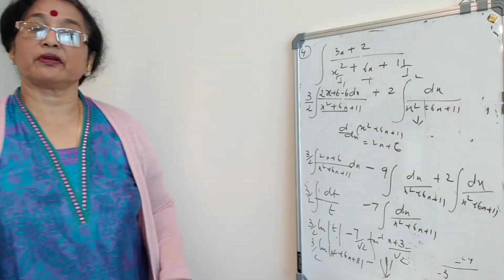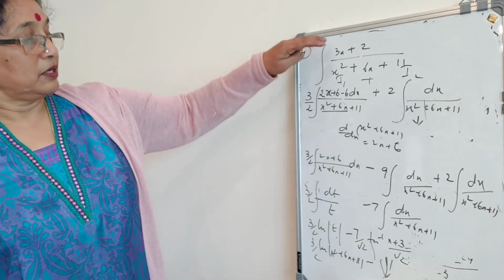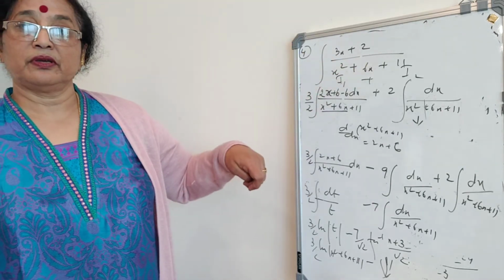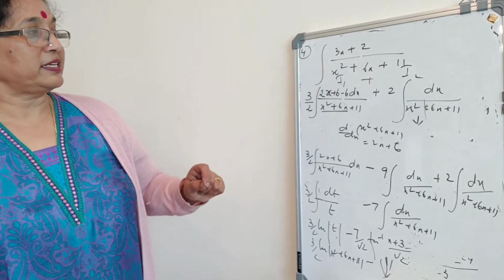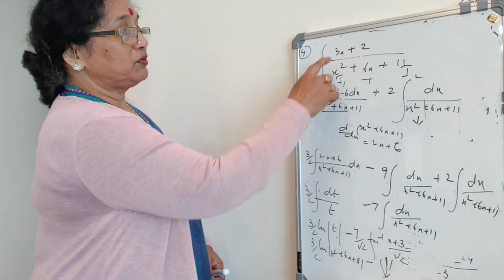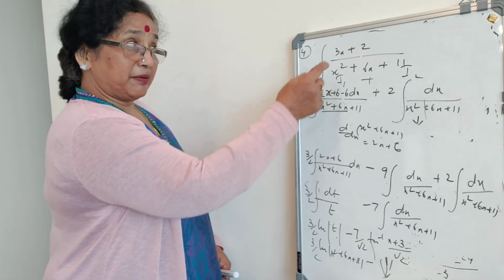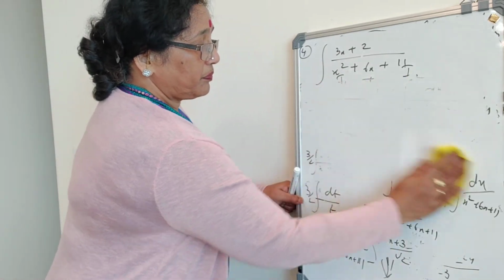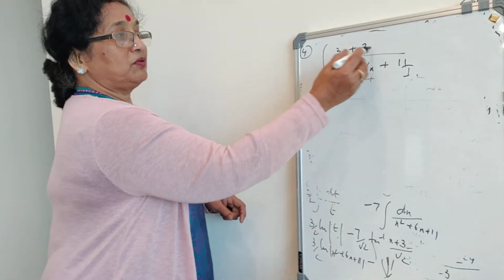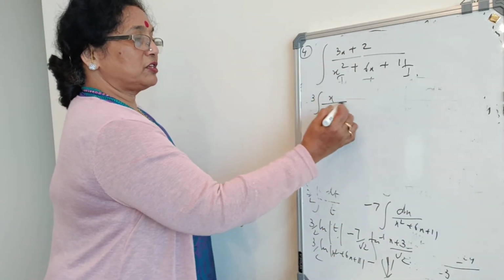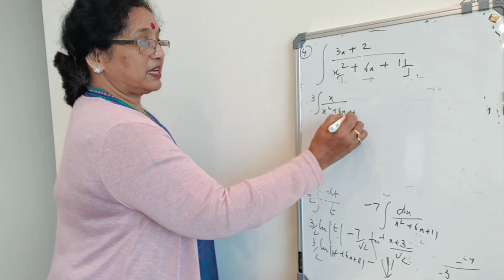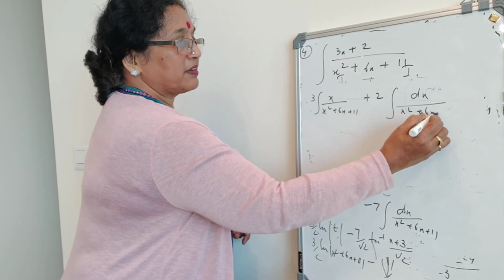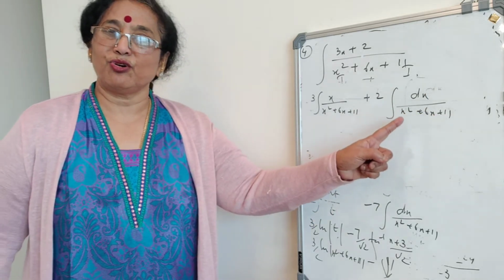So this answer. Okay. Again I repeat, which is the formula method. I am taking this, I am separating the two, that is 3x and a 2. So I take the constant out. So 3 times, take the constant also out, x plus 2... dx over x square plus 6x plus 11. This you know the integration, but don't do it immediately.